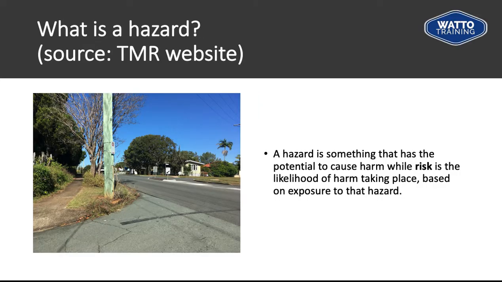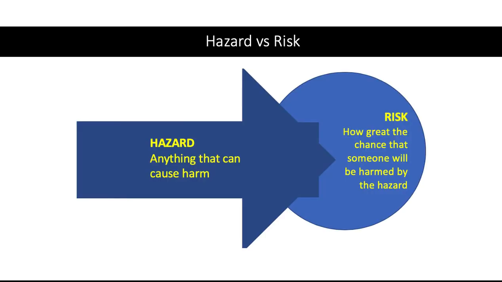What is a hazard? A hazard is something that has the potential to cause harm, while risk is the likelihood of harm taking place based on exposure to that hazard. Here's a diagram showing that relationship.